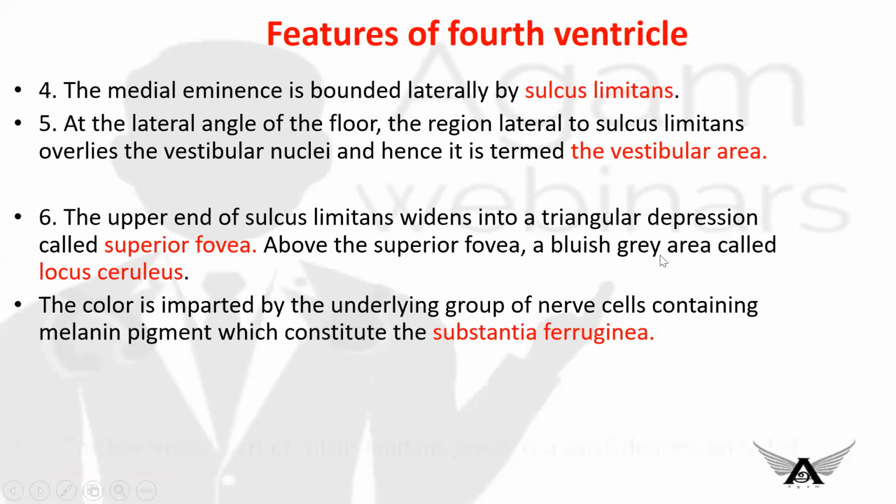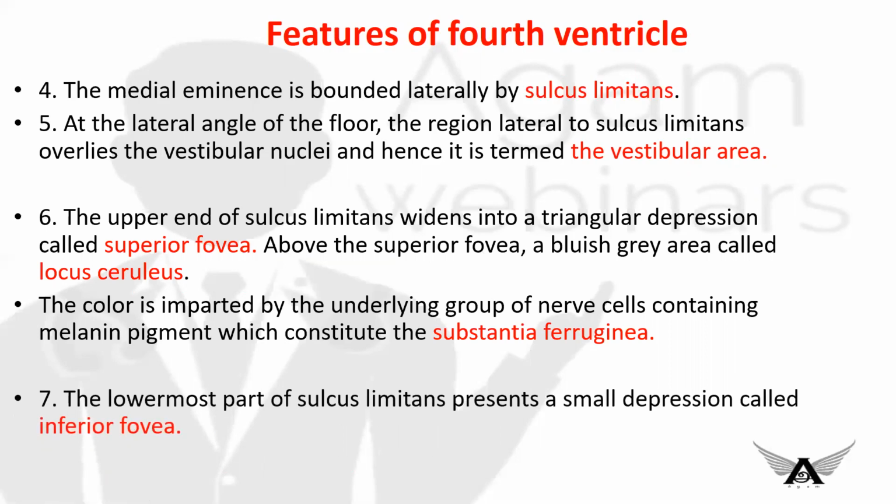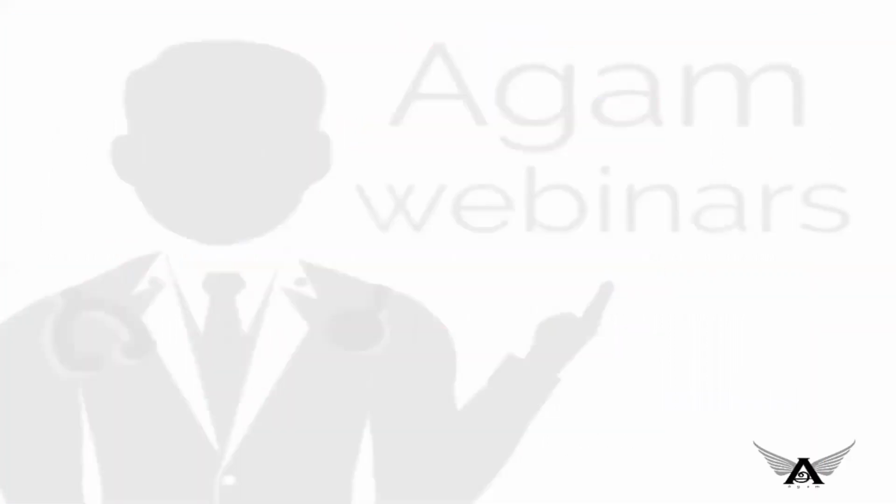Now the seventh point: the lowermost part of the sulcus limitans presents a small depression called the inferior fovea. So I will show this.